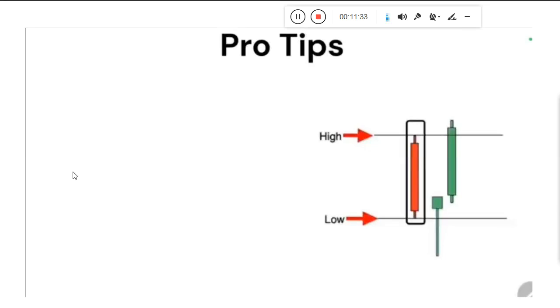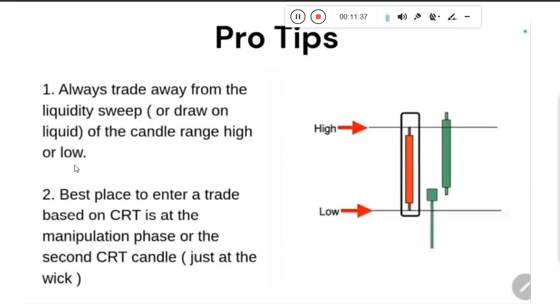So let me give you a pro tip: you should always trade away from the liquidity soup. This is the liquidity soup, a pin bar candle. It doesn't close back. They just grab the liquidity that we have below here and then take it out. So this is your liquidity grab. Always trade away from it.